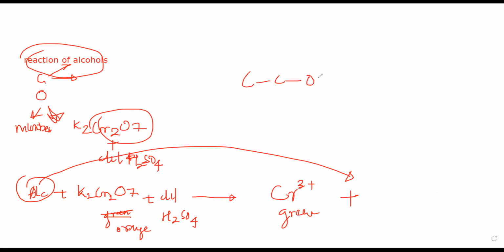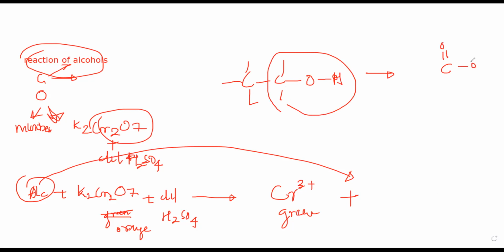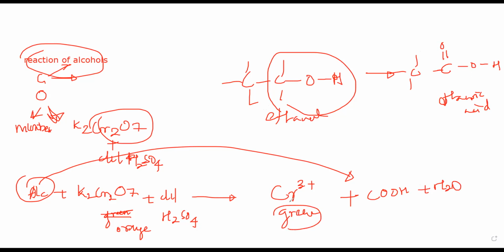If I have an OH alcohol like this, if it undergoes oxidation, this whole thing changes. So it becomes C double bond OH, and then the rest we just write the same way. Okay. So if this is two carbons, ethanol, then this is ethanoic acid. Okay.